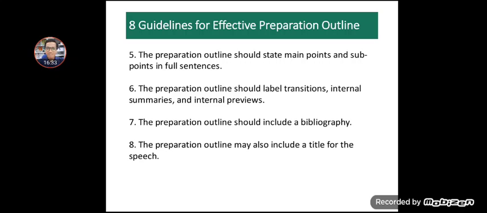Maybe next we say that we need to make sure that we wake up early, and then we make sure that we have a good note-taking process and so on. So these are what we call the main points, and we need to label transitions from one point to another point to another point, and also the internal summaries and internal previews of each of the points.